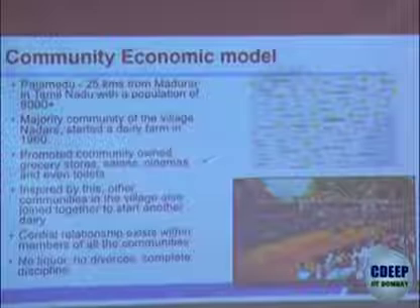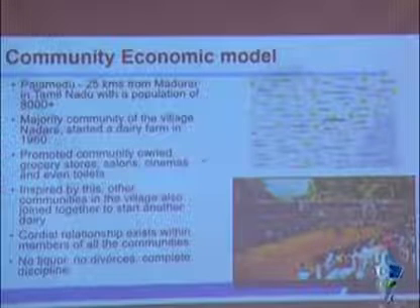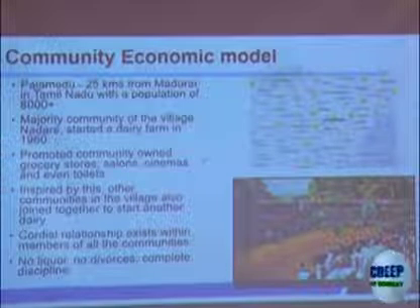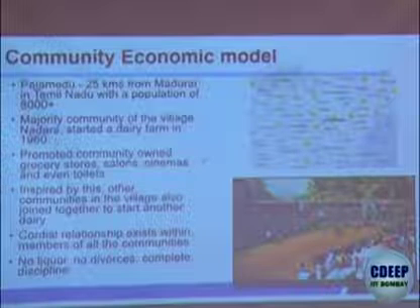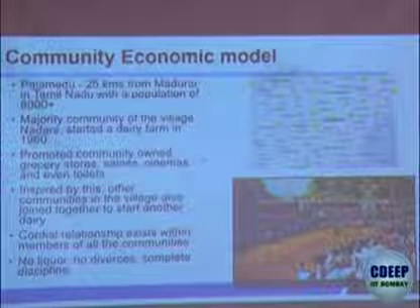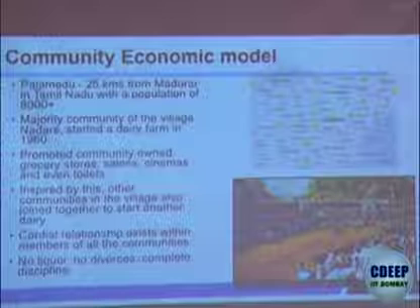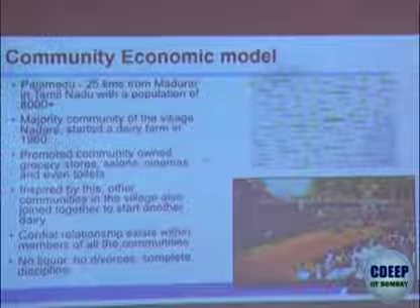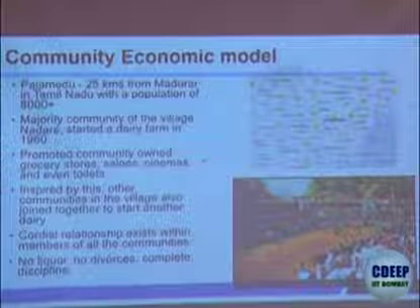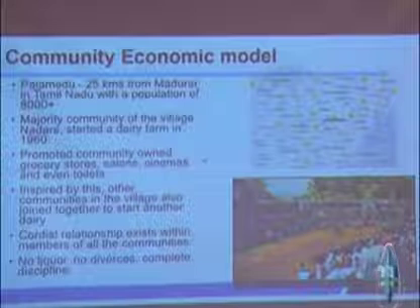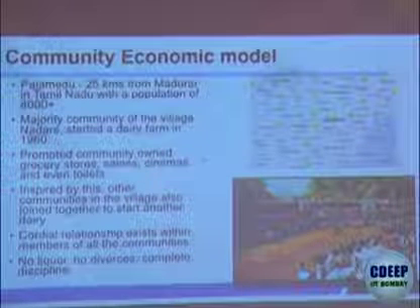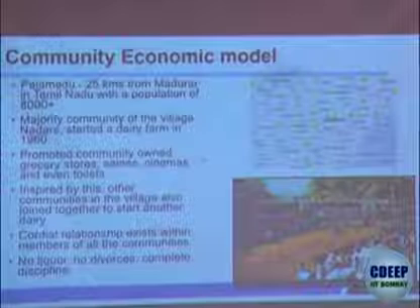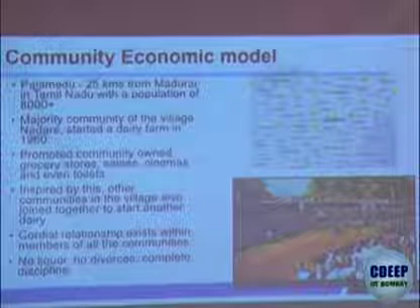Another very peculiar example of a community economic model in India comes from a small town called Palamedu, which is 25 kilometers from Madurai. It only has a population of around 8,000 odd. The majority community of the village is basically the Nadars, who started a dairy farm in the 1960s. Through the success that they achieved there, they started promoting community-owned activities such as owning their own grocery stores, salons, cinemas, and even toilets.